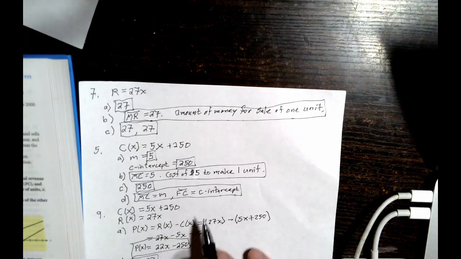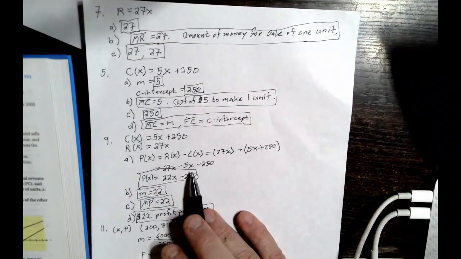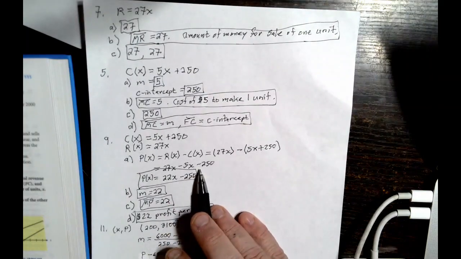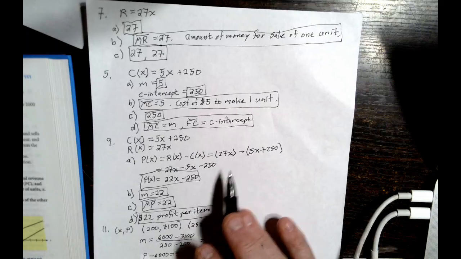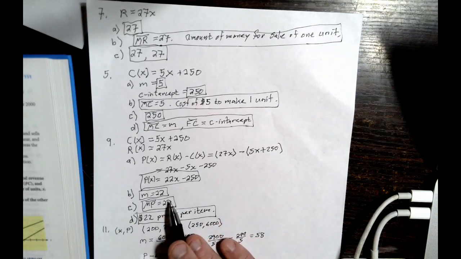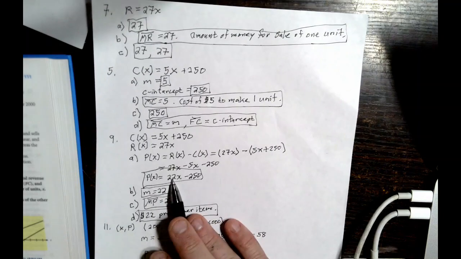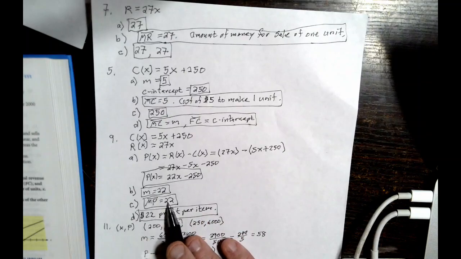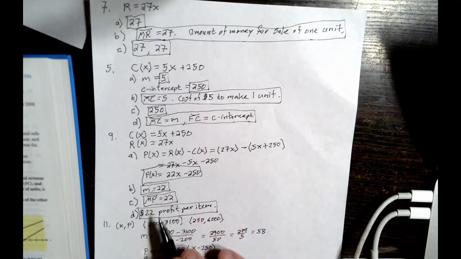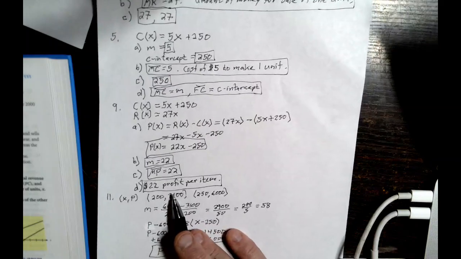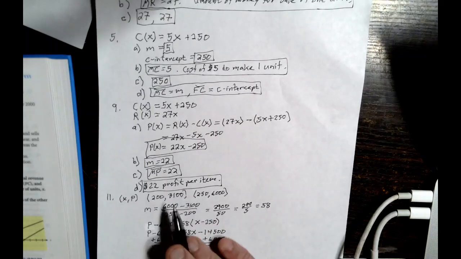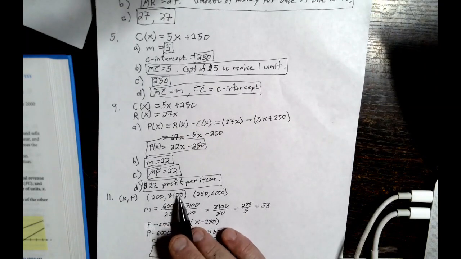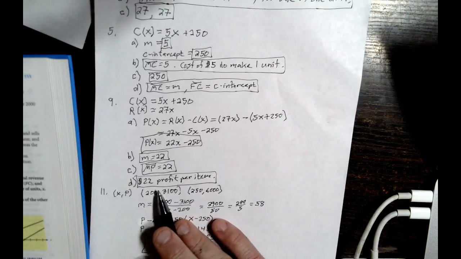Number 9, they give you cost and revenue, ask you for the profit, so we know how to do that, subtract. Then they ask you what's the slope of the profit function, it's 22. Then they ask you what's the marginal profit, again it's 22. Every time they use the word marginal, you think slope. Okay, and then they say interpret the marginal profit, it's the profit per item of $22.